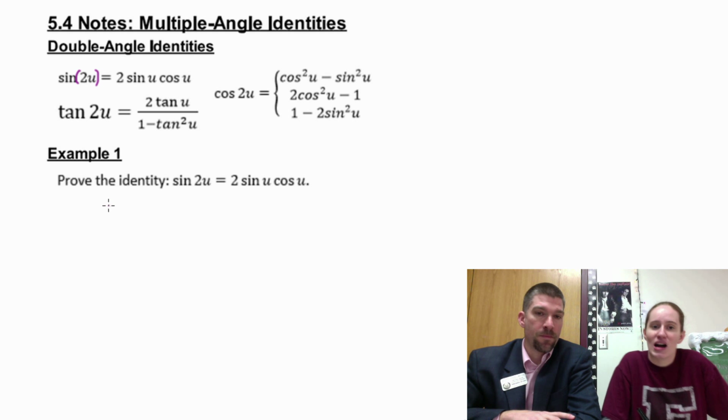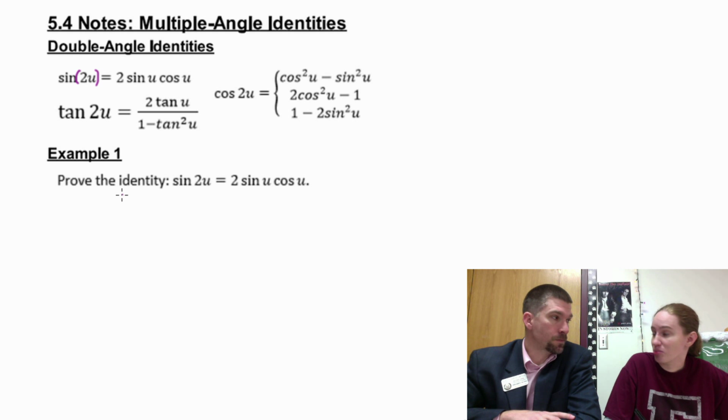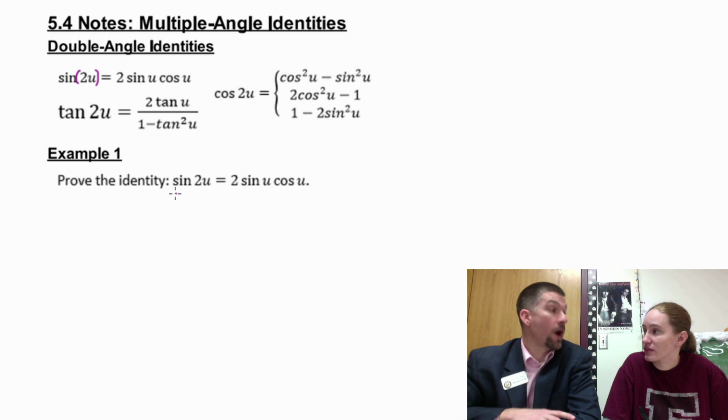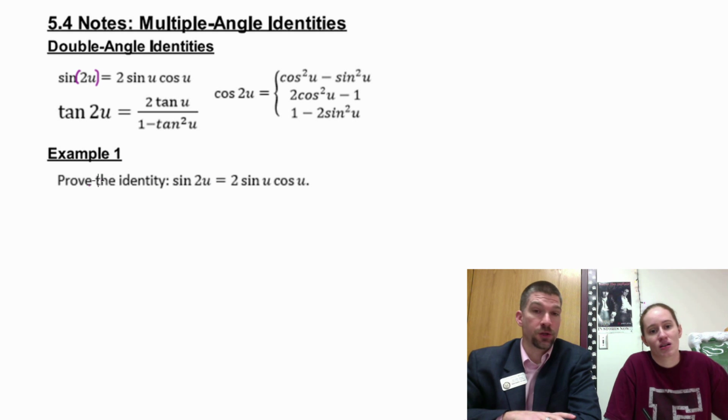I like this section, and I like 5.3 also, the proofs at least. I feel like the proofs are a lot more straightforward. On example 1 here, we're trying to prove that sine 2u really is 2 sine u cosine u. It's helpful to realize that they want us to use the sum and difference identities, and that's where all this has its root.